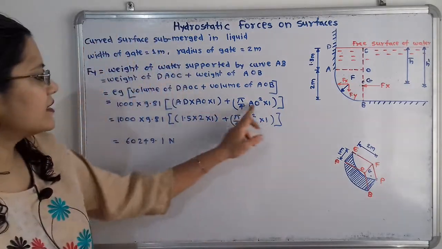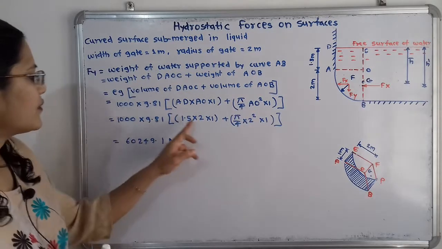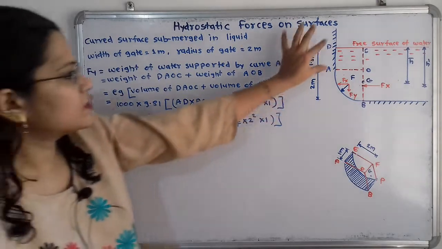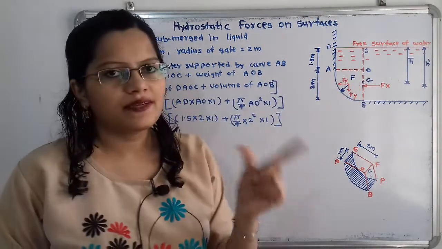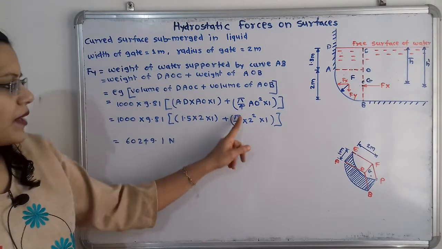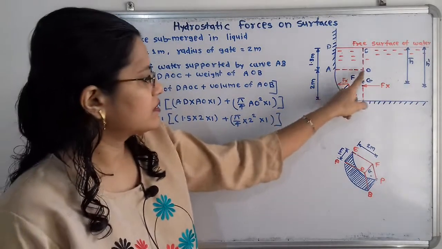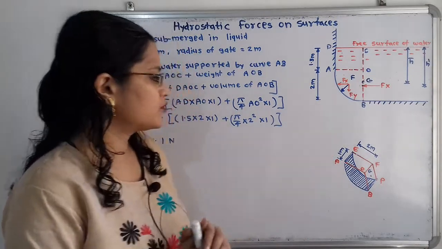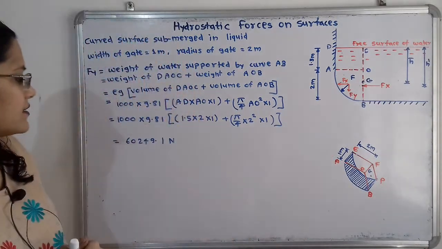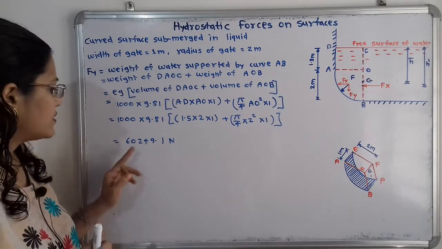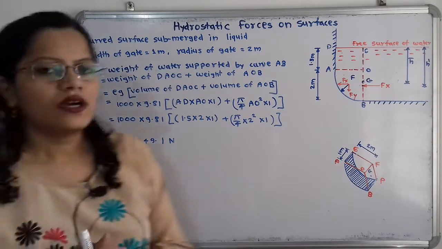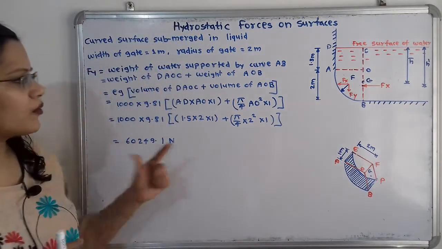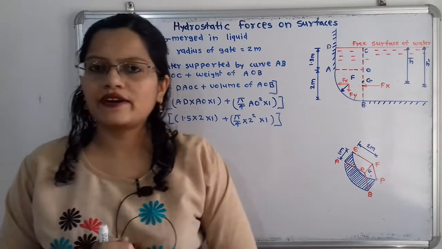So we can add these two volumes. We put here the values: 1000 into 9.81, and in the bracket 1.5 into 2 multiplied by width 1, plus pi by 4 into 2 square, that is the radius square, multiplied by 1, where 1 is the width. So what is the answer for this calculation? That is 60,249.1 Newton, and this is the vertical component of the applied force F.